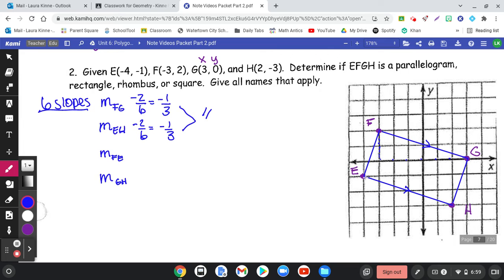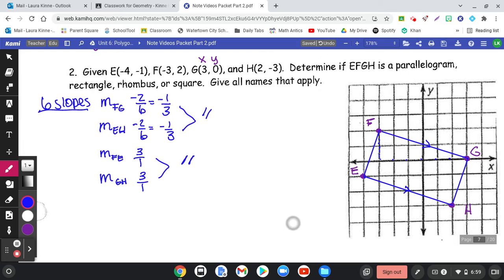Always go from the left. Decide if you're going up or down. We're going up 3 over 1. So the slope is 3 over 1. From H to G. Again, we're starting with H because it's furthest to the left. We're going up 3 over 1. And remember, you're saying it and doing it. If you're like, I don't know if it's 3 over 1 or 1 over 3, you're going up 3 over 1 and you're writing over 1. Since those are the same, they're parallel.